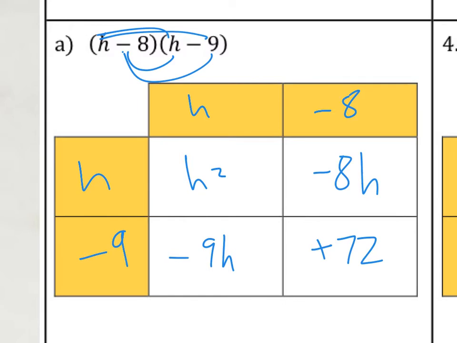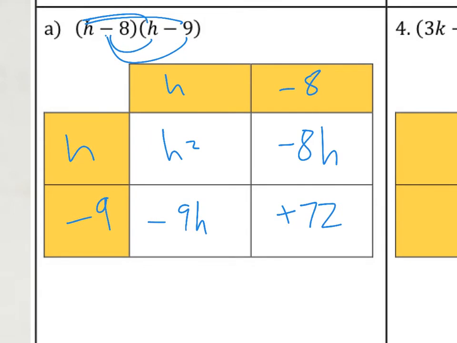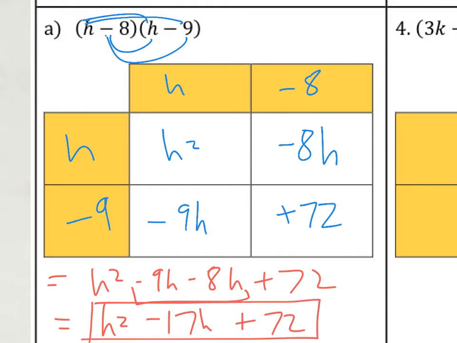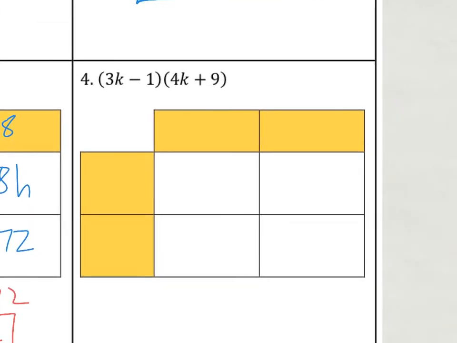So both of them get multiplied. All 2 times 2, that gives us 4 terms. And so we get h squared minus 9h minus 8h plus 72. We can clean that up a little bit. We get h squared, negative 9 minus 8 is negative 17h, plus 72. So multiply, distribute each of the terms. Each of these, the h gets distributed and the 8 gets distributed.